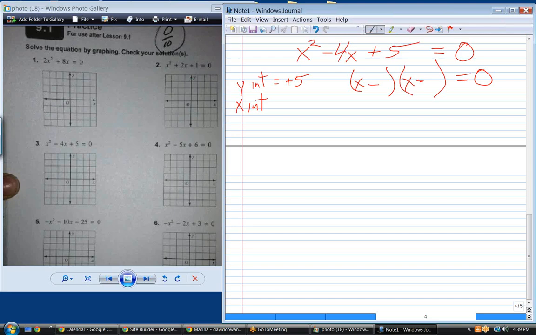The only problem here is the only factors of 5 are 5 and 1. So I don't have any choice, and that doesn't work. So I cannot solve this by factoring it. I'm going to have to apply the quadratic formula. And that will produce the x-intercepts. We're going to need them to solve it.